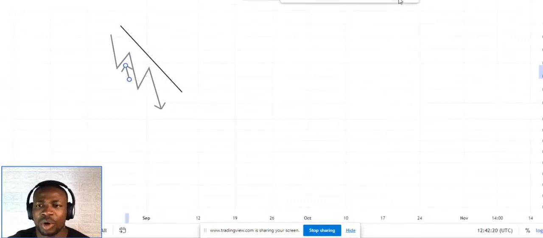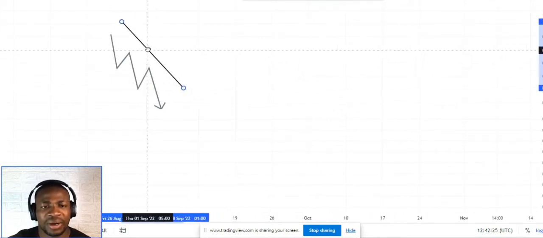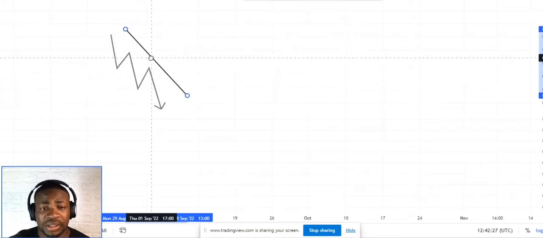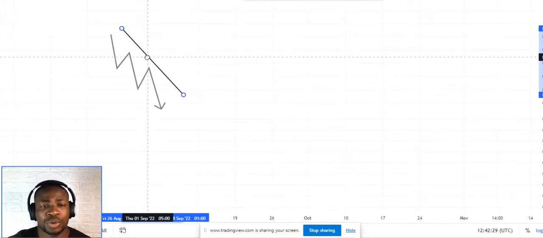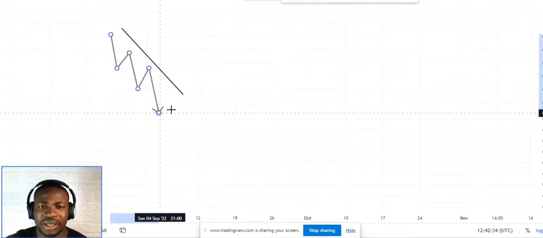But that's not what we're looking for. We're all looking for continuation. So when you come to your charts, like I said, you're looking to identify first of all where the dominant trend is. In this situation, the trend is pushing towards the downside. That means we are looking to take continuation trades.